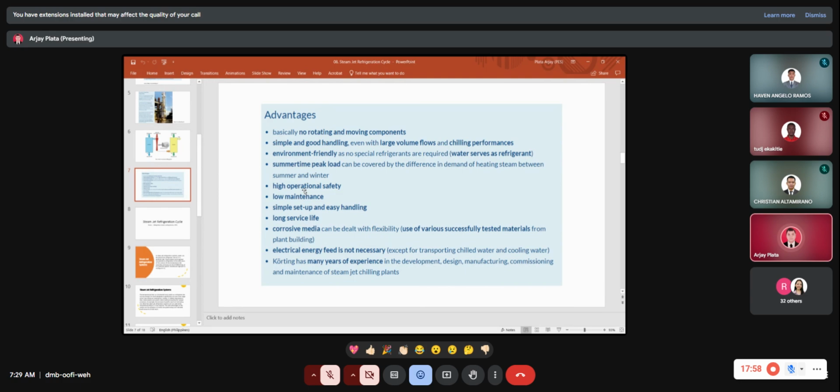Summertime peak load can be covered by the difference in demand of heating steam between summer and winter. High operational safety, low maintenance, simple setup, and easy handling. Long service life. Corrosive media can be dealt with flexibly. And electrical energy is not necessary except for transporting chilled water and cooling water. And those are the advantages of the steam jet.